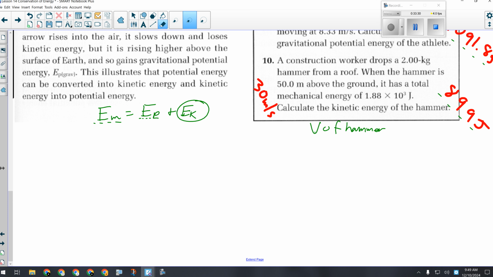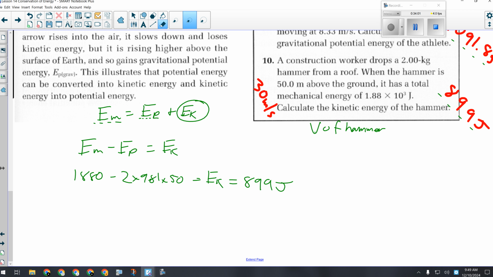So I'm going to have mechanical minus potential equals kinetic, and then I'm just plugging in my formulas and numbers. So 1,880 joules minus 2 times 9.81 times 50. That's going to equal EK. When we punch all that in, we should get 899 joules worth of kinetic energy. That's part A.